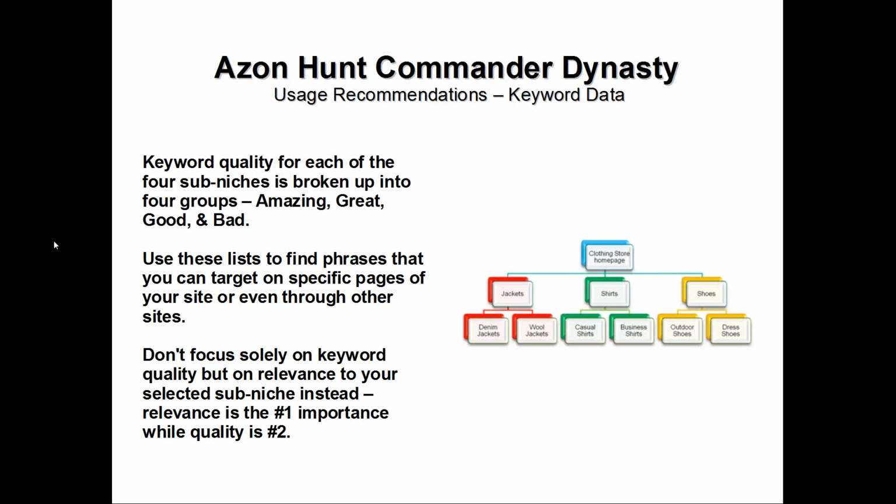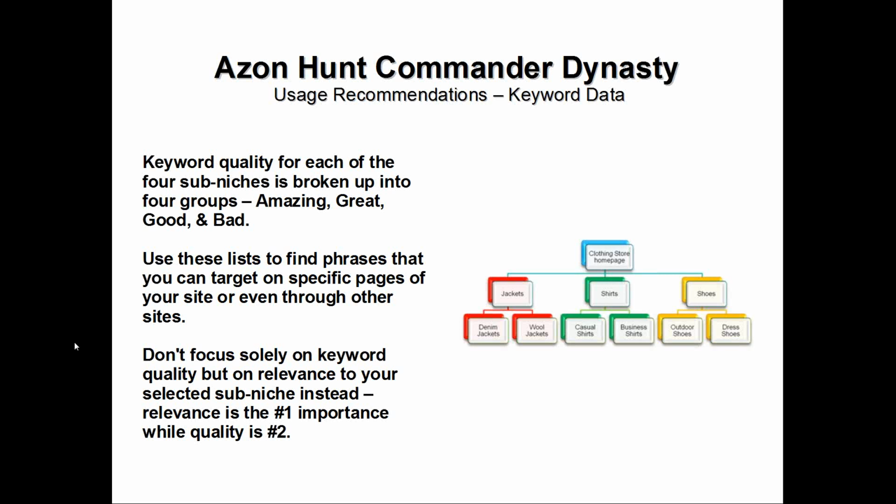So to start out with, we have the keyword data. You have 4 different lists of keyword data, and each of these lists is going to be broken up into 4 groups: amazing, great, good, and bad. Simply use these lists to find the phrases that you can target on specific pages of your site, or you can even use these keywords on other websites, like if you're setting up Facebook pages or Squidoo lenses, for example.